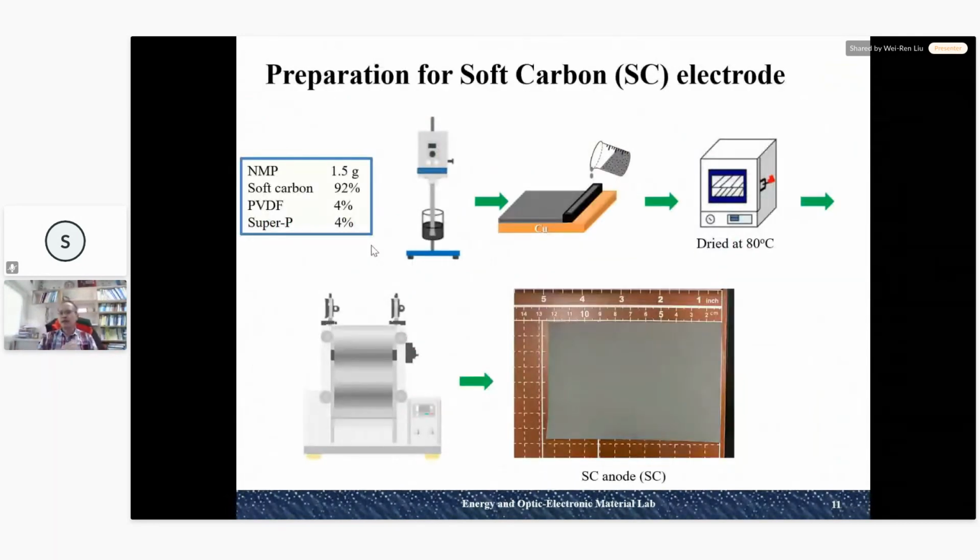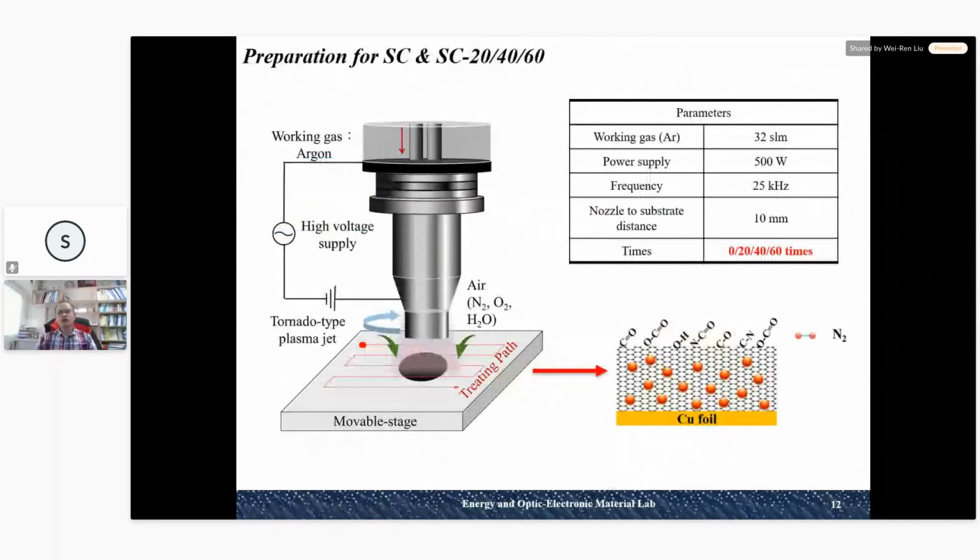So the first example I would like to show is here we use the soft carbon. So we use a recipe here to make a coating of the soft carbon on the copper foil. After drying and pressing, we can obtain the soft carbon electrode. So here we use the atmosphere argon plasma to make a surface modification.